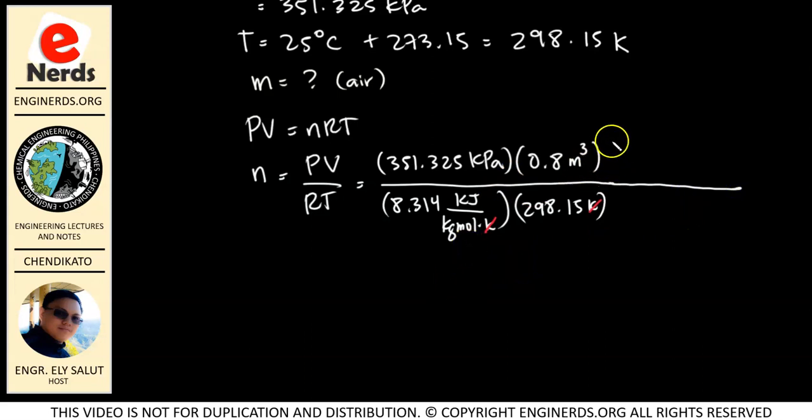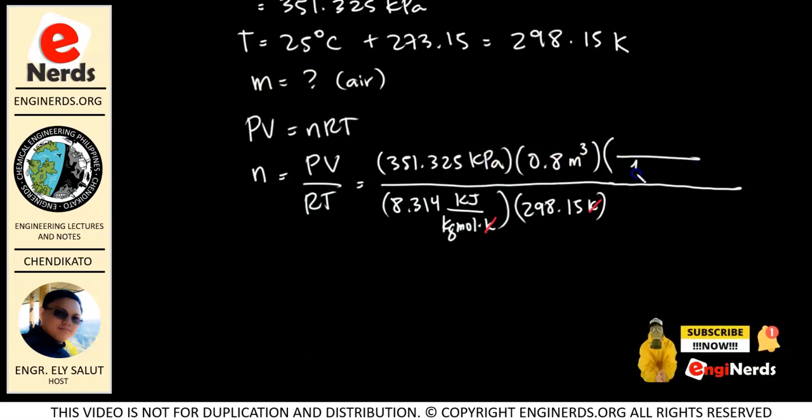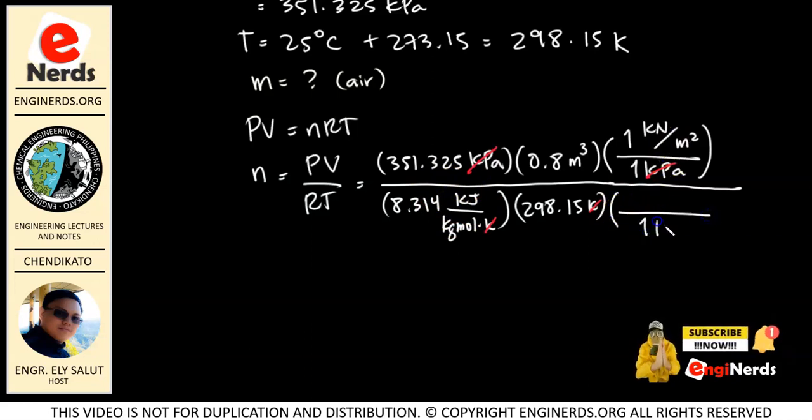Okay? So, let us check first itong ating kilopascal. Let us convert this into kilonewton per square meter. So, we know that 1 kilopascal is equal to 1 kilonewton per square meters. Okay? So, tingnan natin yung unit natin dito. Kilopascal will be cancelled out. Okay, so dito naman sa denominator because here naka-kilojoules tayo. But we know that 1 kilojoule is equal to 1 kilonewton meters.